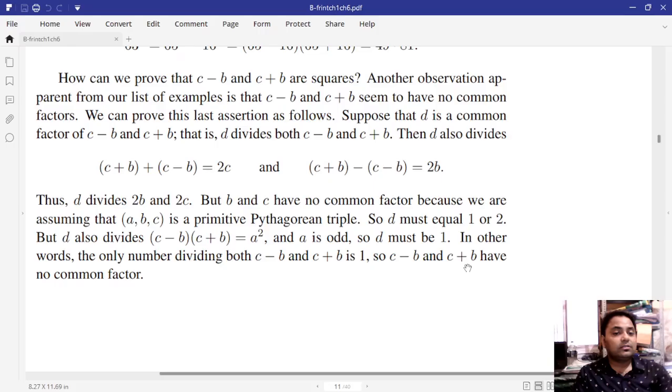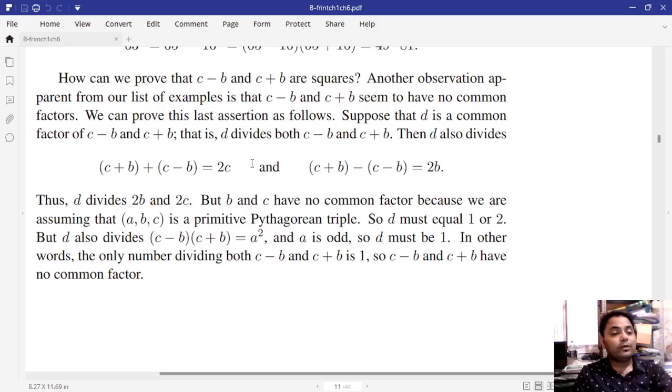Another observation apparent from our list of examples is that c minus b and c plus b seem to have no common factors. We can prove this last assertion as follows. Suppose that d is a common factor of c minus b and c plus b, that is, d divides both c minus b and c plus b. Then d also divides c plus b plus c minus b, which is equal to 2c, and also c plus b minus c minus b, which is equal to 2b.